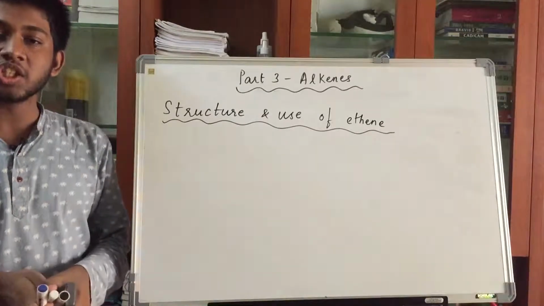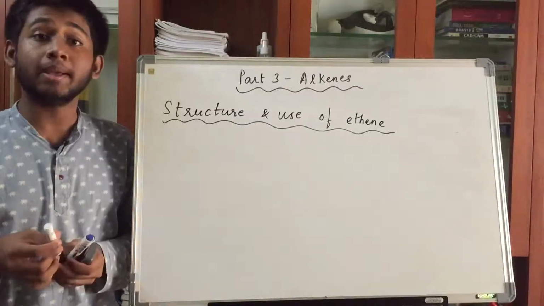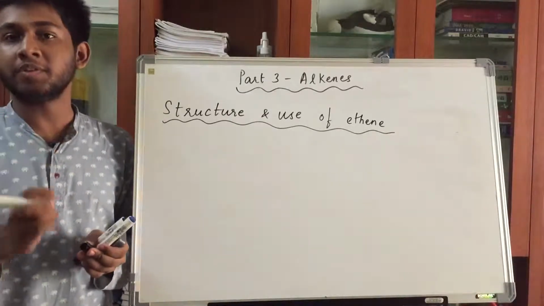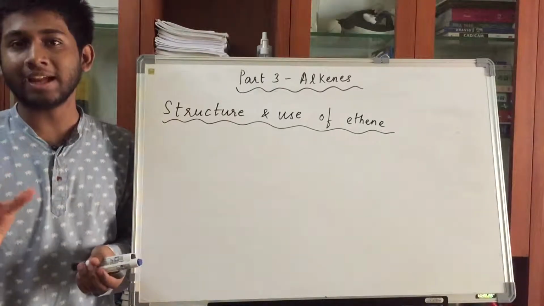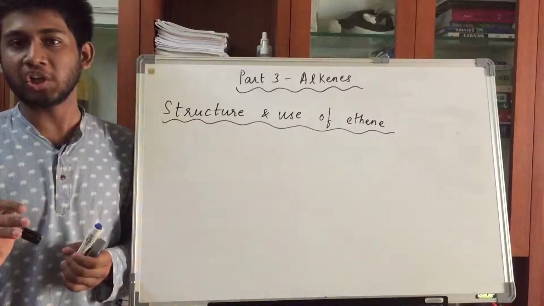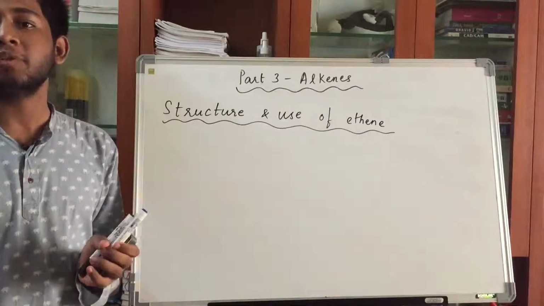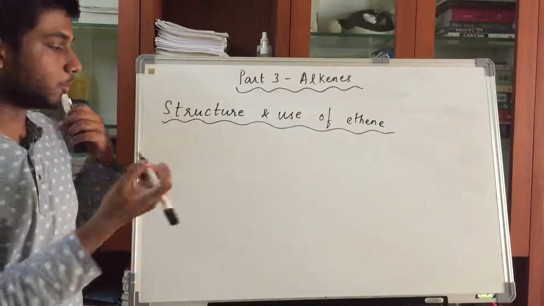So now the structure of ethene is supposed to be a planar structure. There is a word which we use. For methane, we use the word tetrahedron, and here this is a planar molecule. So let's just draw the expanded form or the expanded structure of ethene to understand this.